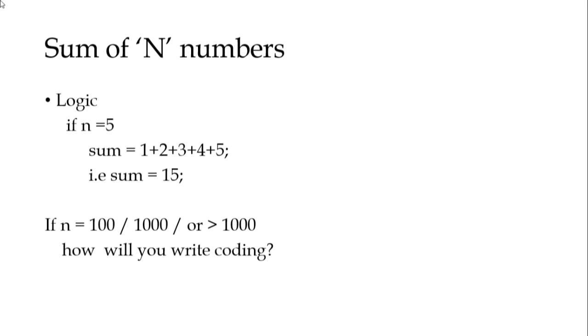Now imagine if you want to find the sum of the first 100 numbers, or the first 1000 numbers, or greater than 1000 numbers. How will you code for it? Will you write sum is equal to 1 plus 2 plus 3 plus 4 plus 5 plus up to 1000? No, definitely not. In our case we need to perform addition repeatedly up to 1000 or maybe greater. In this situation, for doing a task repeatedly, we take the help of looping statements. Now I hope you understand the use of a loop.